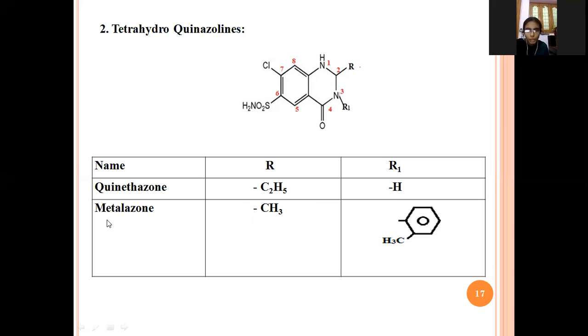Next one is metolazone. In the metolazone drug, in the R position the methyl group is attached, and in the R1 position the methyl phenyl is attached.